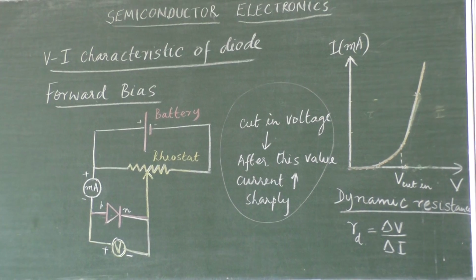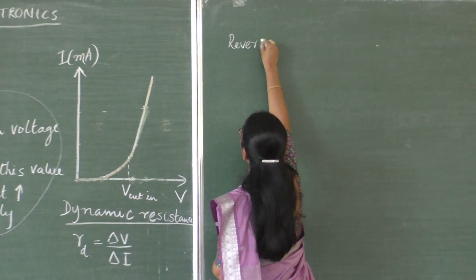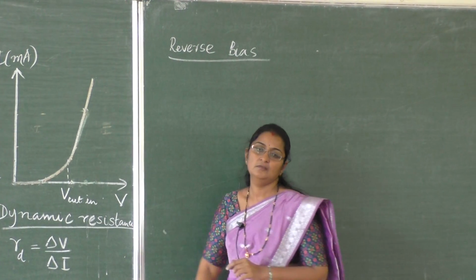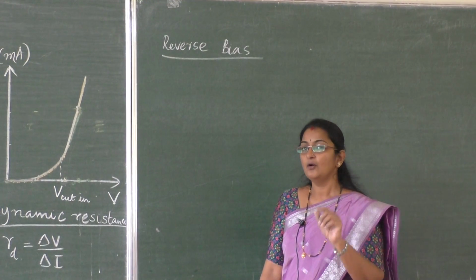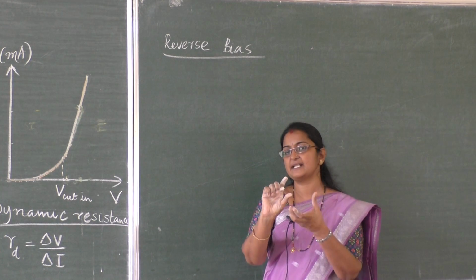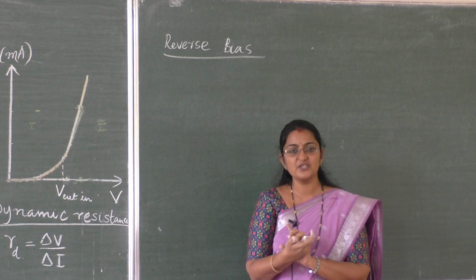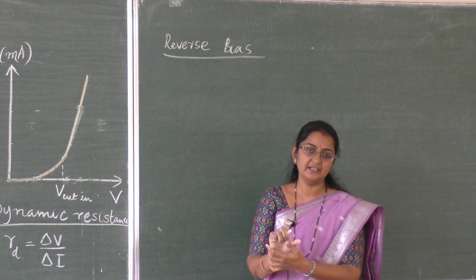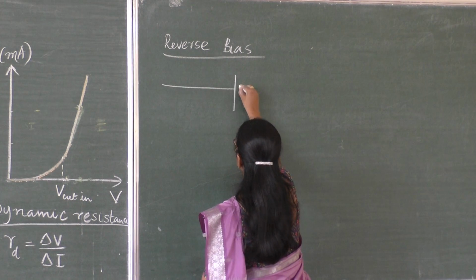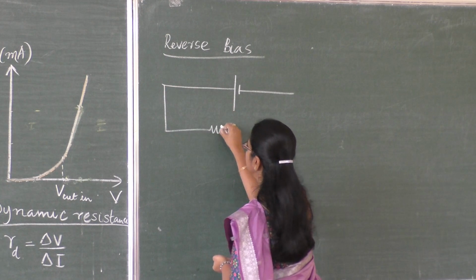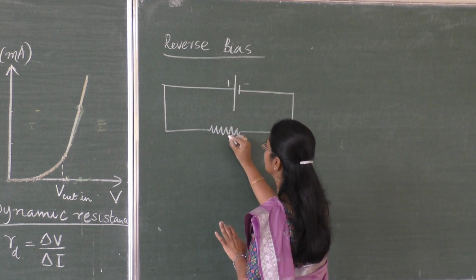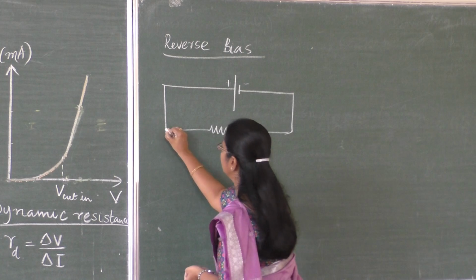Now let us go to reverse bias. In reverse bias, either we change the polarity of the battery, the plus and minus, or we interchange the diode, but not both, so you can compare the difference. I have drawn the battery first, then a rheostat. Let me keep the battery position the same, plus and minus, a rheostat, again in series.